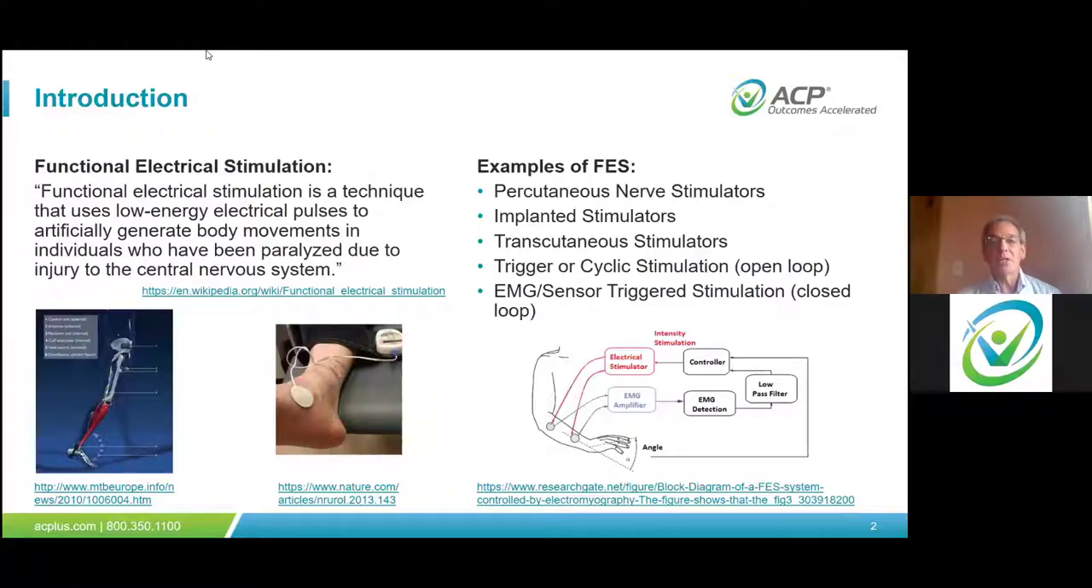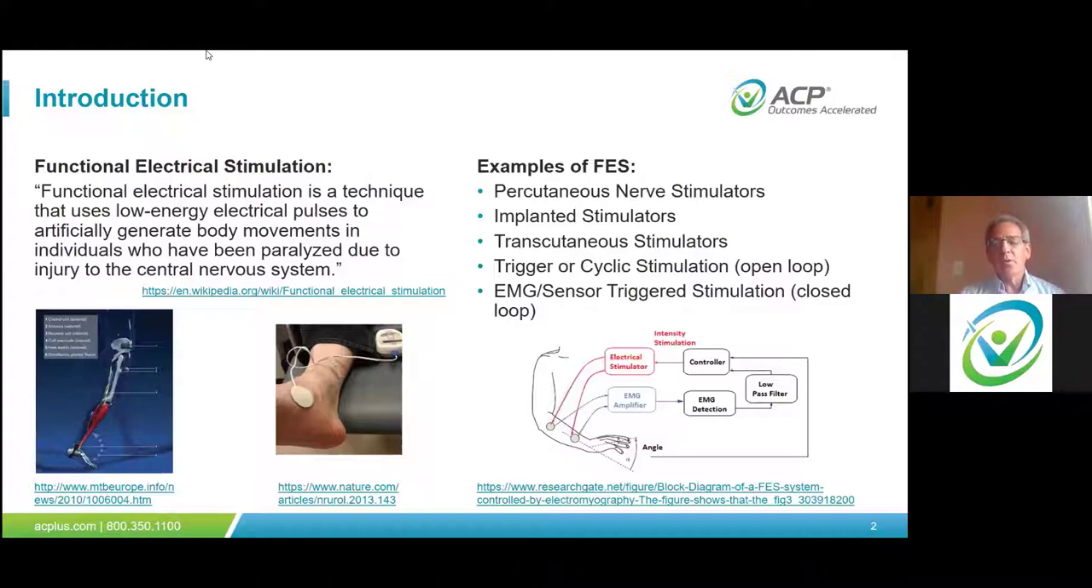how it could be used, because in fact, if you think about the fact that these same techniques are used even in the case of athletes who are recovering from injury, I think we could make the case that FES could be used for a variety of different applications that don't require paralysis or injury to the central nervous system. Our discussion, though, will focus on those specific conditions.